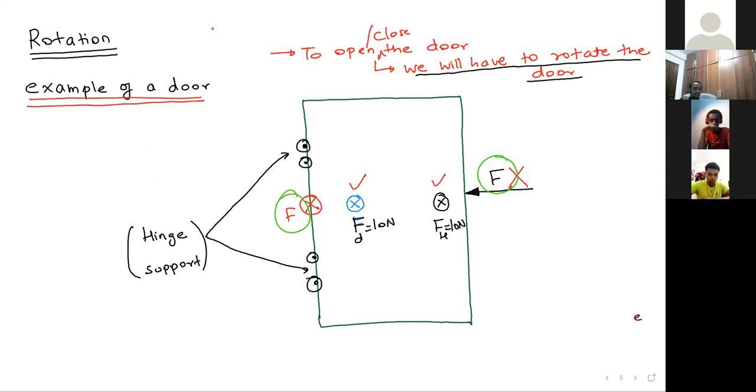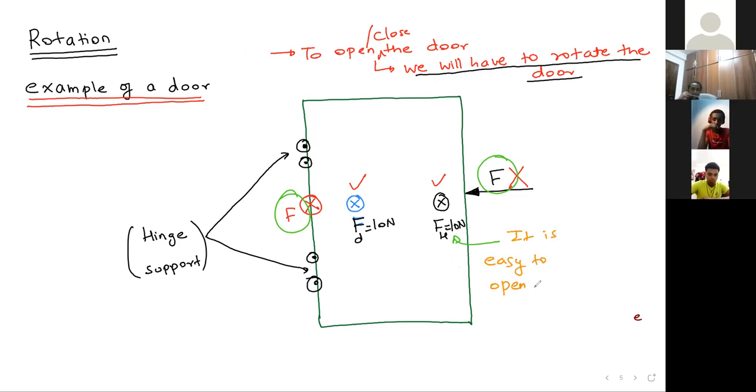The one that can easily open the door is the 10 Newton with the black circle. Very good. So you're trying to say this will help us with this force. If you apply a force like this, it is easy to open the door, right? It is easy to open the door, correct? Yes.